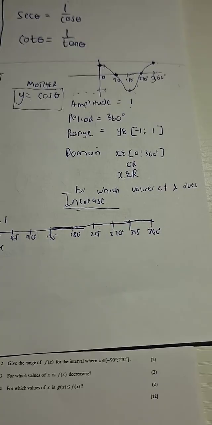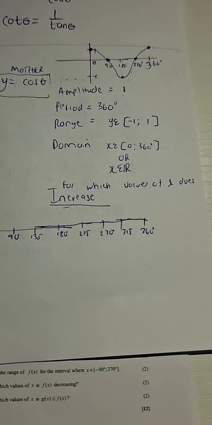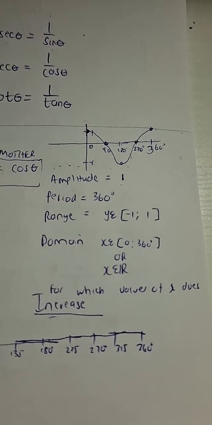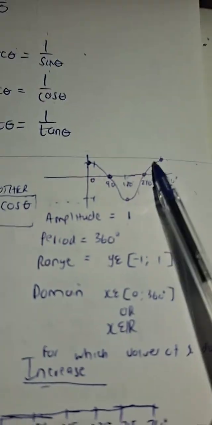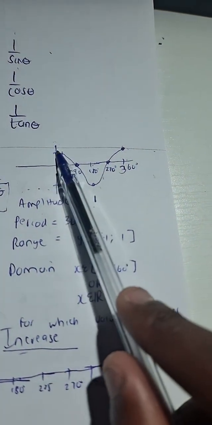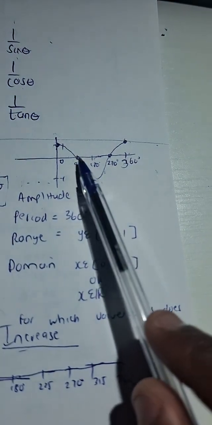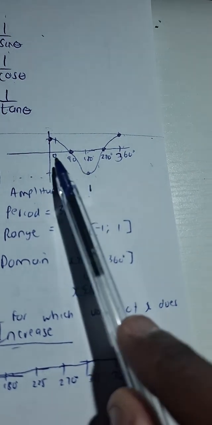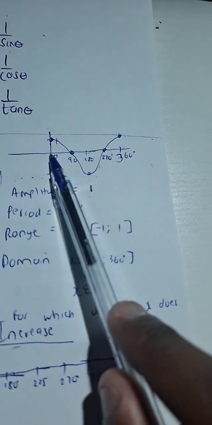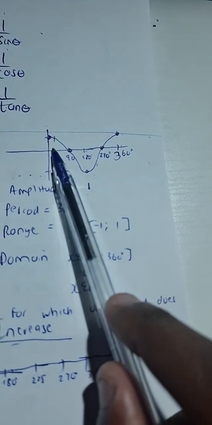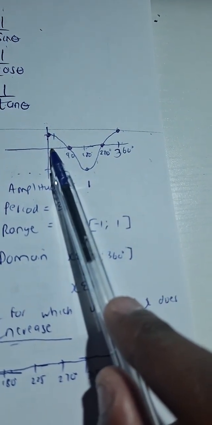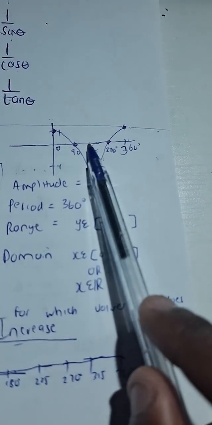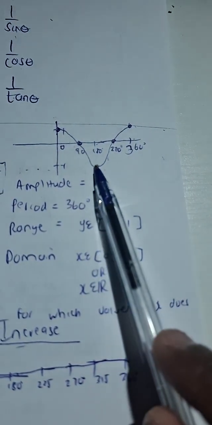Gerardo, what about decreasing? I just explained decreasing. Are you even listening, Gerardo? I explained decreasing. This function is decreasing here. But from where? From the left, starting at 0 to 90 to 180. So from 0 to 180, the function is decreasing.